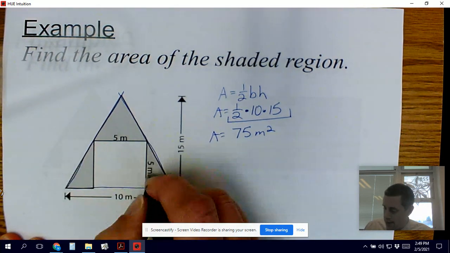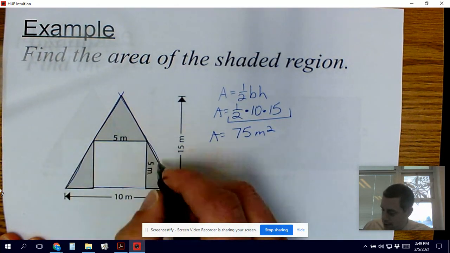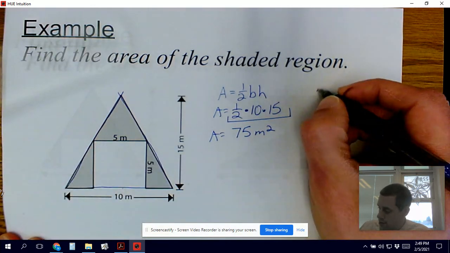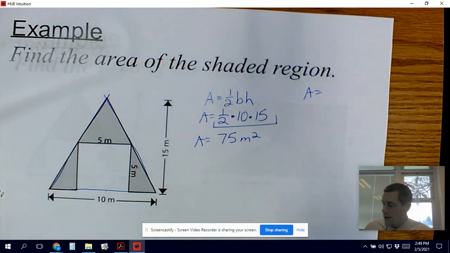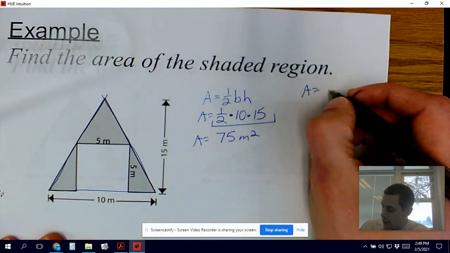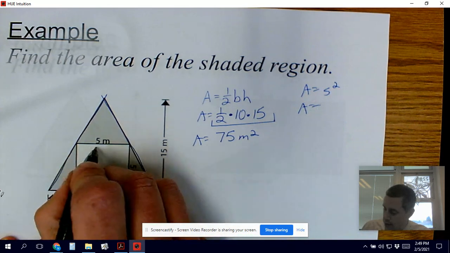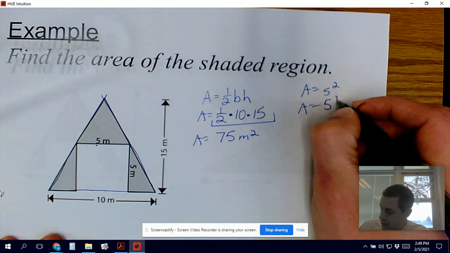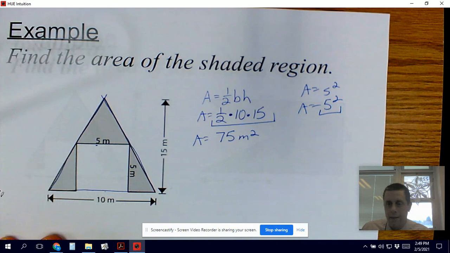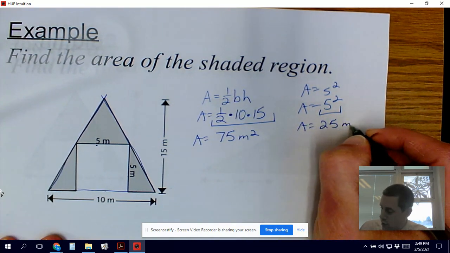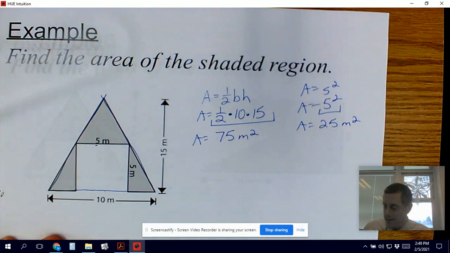We're missing a piece in here. So this middle piece that's missing looks like we have a square because the sides are the same. So from our previous example, or if you need to look it up, we know the formula for area of a square is the side length to the second power. The side length of this square measures 5 meters, so I'm going to plug 5 into S. And working out my calculation, 5 to the second power, 5 times 5 gives us an area of 25 square meters.